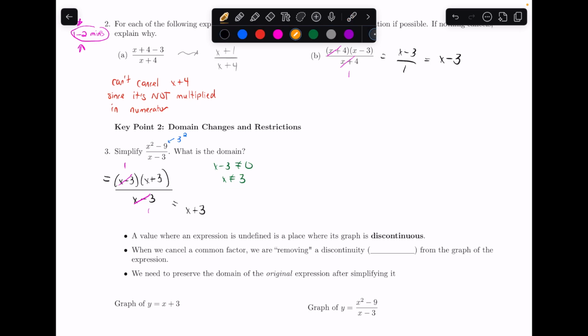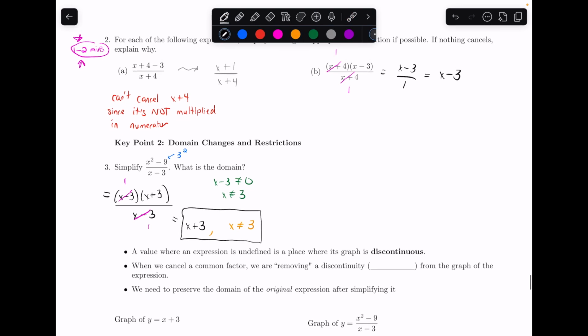So from the original, I'm going to put a comma next to my simplified answer and include this domain restriction that x cannot be equal to 3. That's important. If I cannot plug 3 into the original one, even after I simplify it, I don't want to be able to plug 3 into that either. Otherwise, technically, it's a different function. Okay, so I'm going to box this.